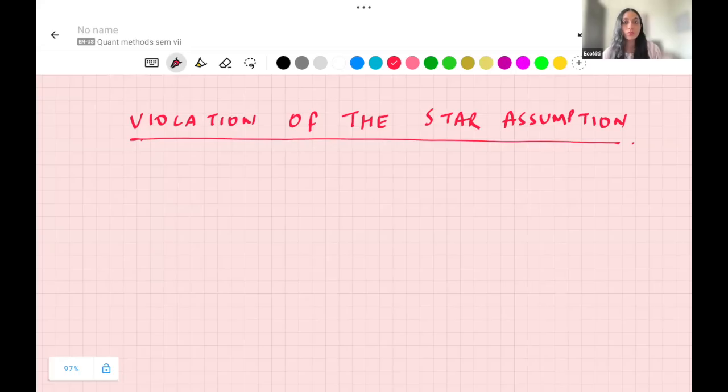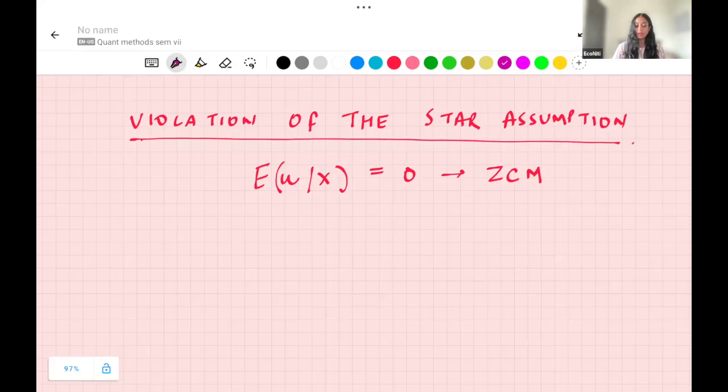All right, so what we're going to do is look at the violation of the star assumption, and this is the link that will get us on board the Quantico course. So what is the star assumption? The star assumption was that the expected value of the error term given the independent variables is 0, which we said was the zero conditional mean assumption, ZCM.